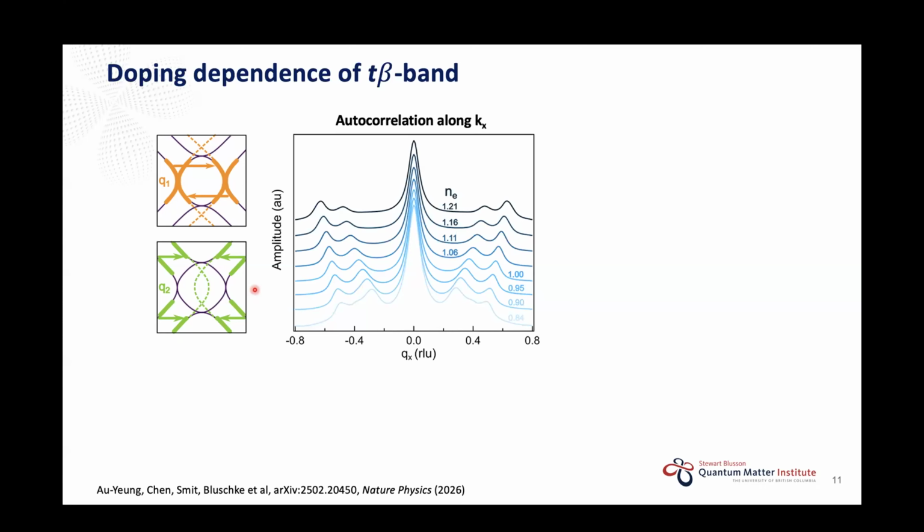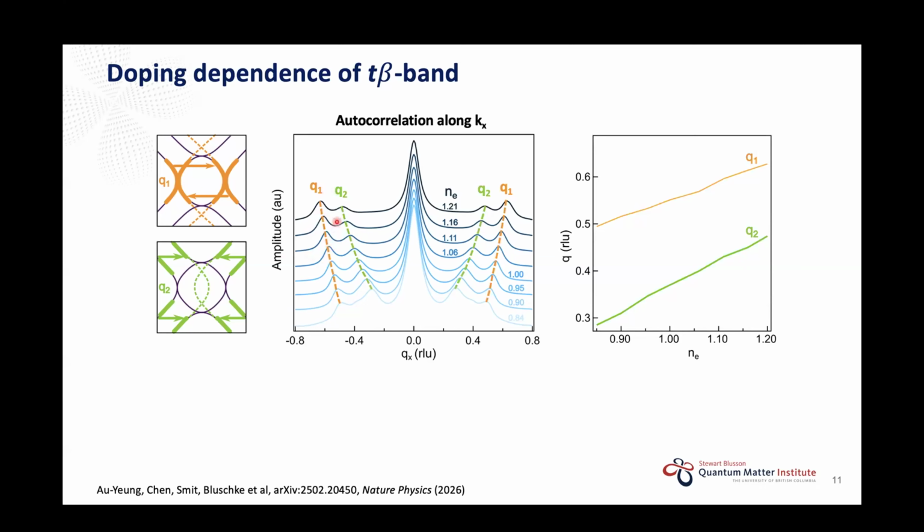And we calculated the autocorrelation function as a function of doping. Then we can get two of these Q factors that would change as a function of doping. Next, we look at the literature, trying to extract the Fermi volume of the published RPES data and compare the translation of the beta band.